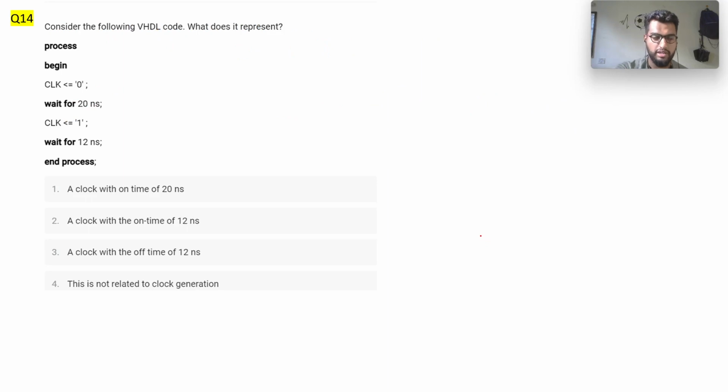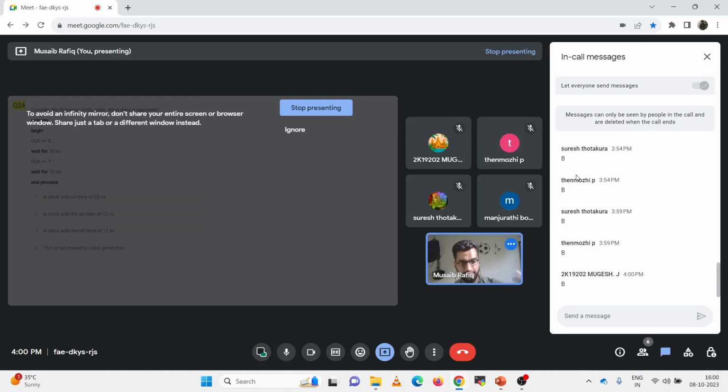Then I have question 14. It is a simple question, basically from last week and this week's transition question. It states, consider the following VHDL code. What does it represent? Process begin, clock 0, wait for 20 nanoseconds, clock 1, wait for 12 nanoseconds, end process. Can you guys tell me what it is?